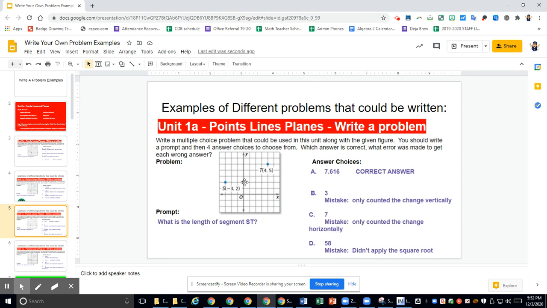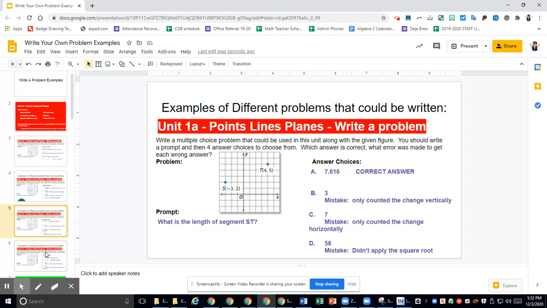Or sometimes we just count this way and go, oh, 7, right? We could also go, some people go 7, 8, 9, 10. So 10 is the distance, right? So that's another mistake that somebody could have made. They added the 7 plus the 3 instead of using it in the distance formula.